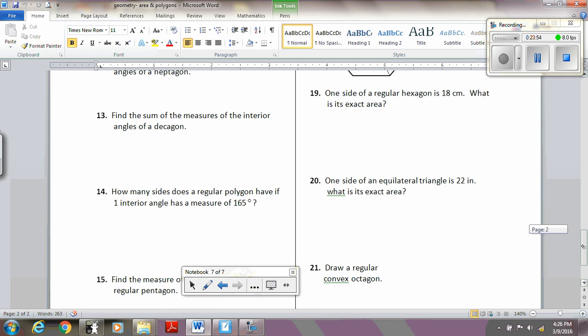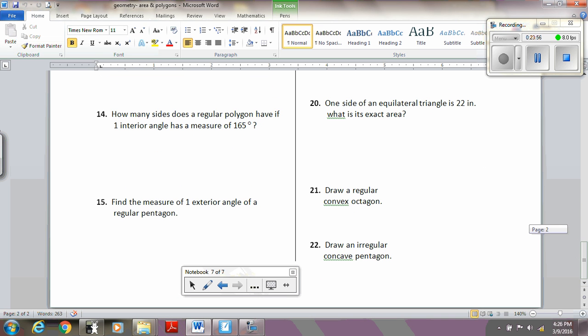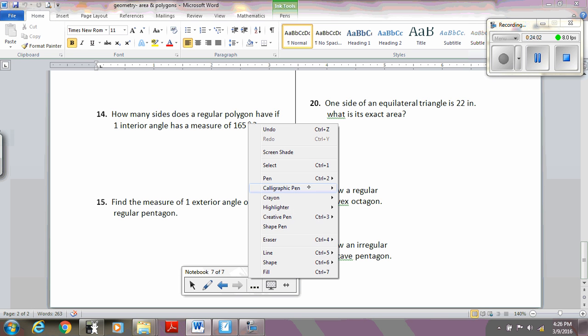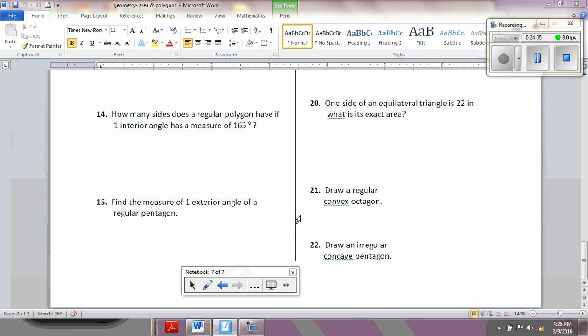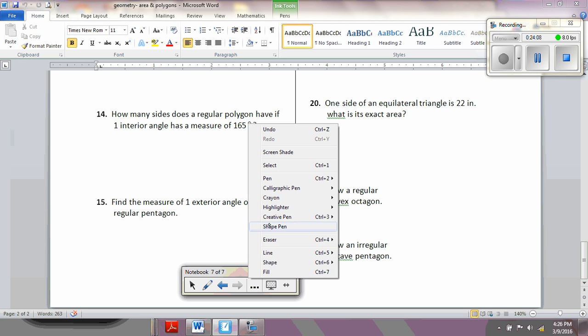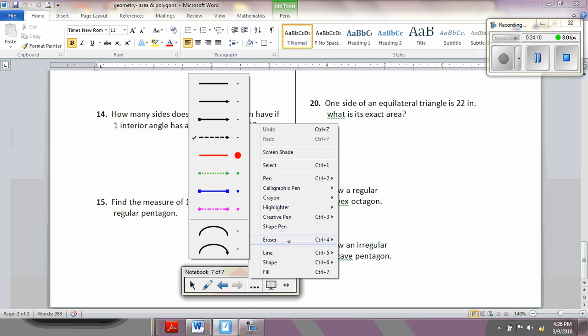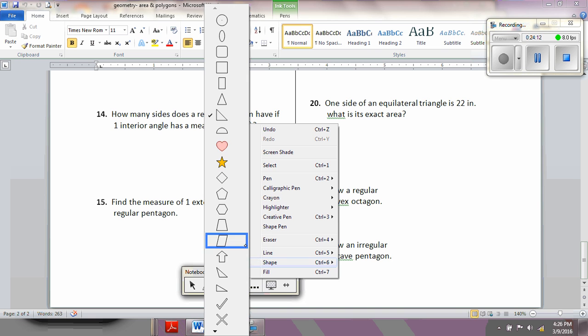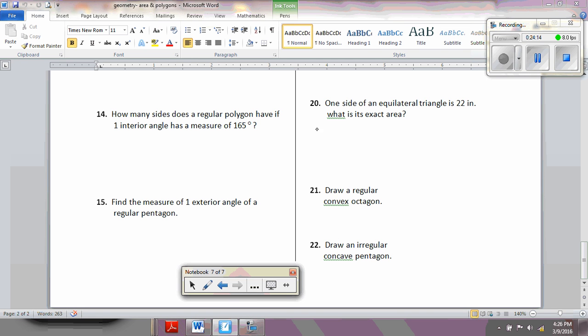Number 20 wants us to find the exact area of an equilateral triangle. It's very similar to that of the hexagon. Again, you're going to have a special 30, 60, 90 triangle within every equilateral triangle.